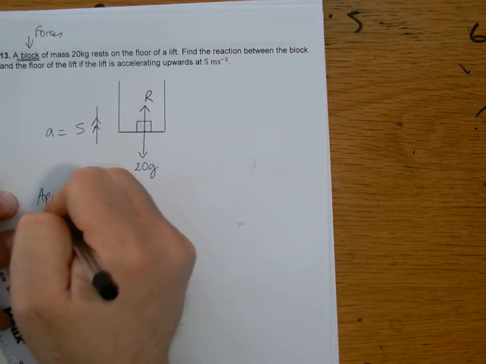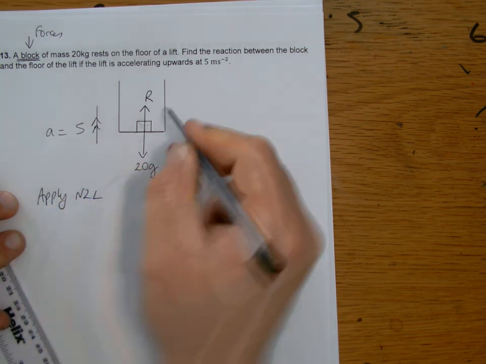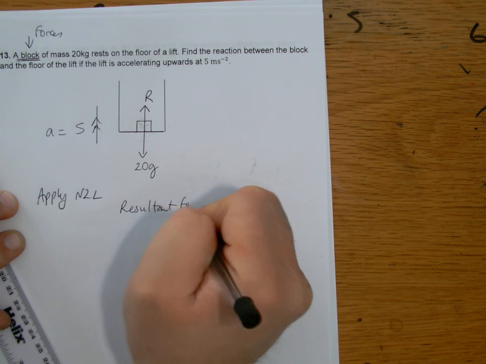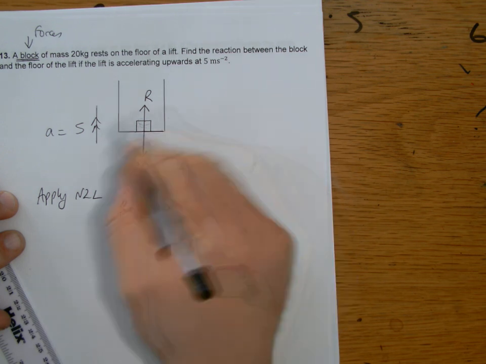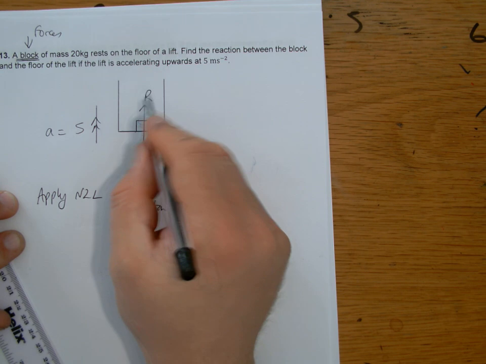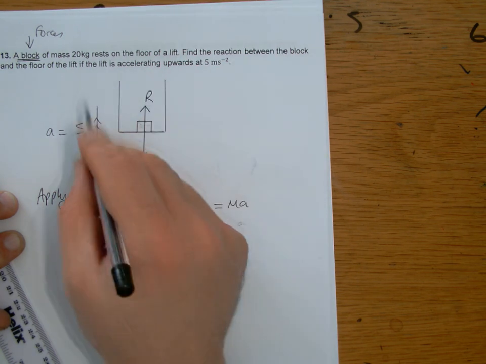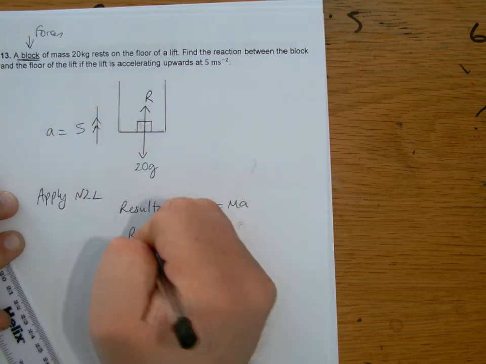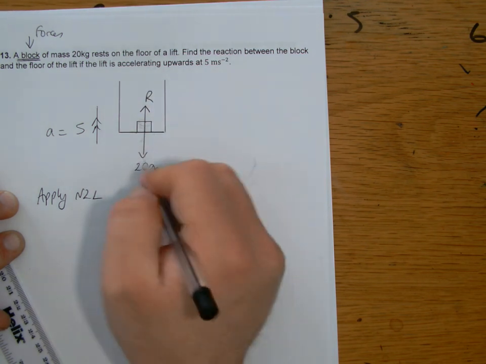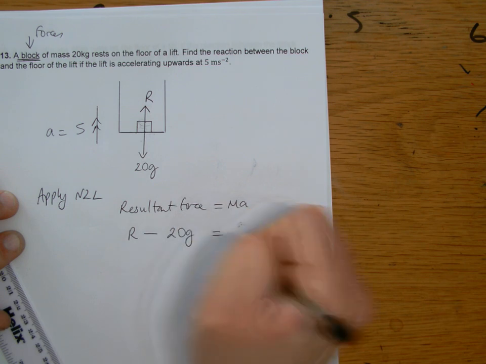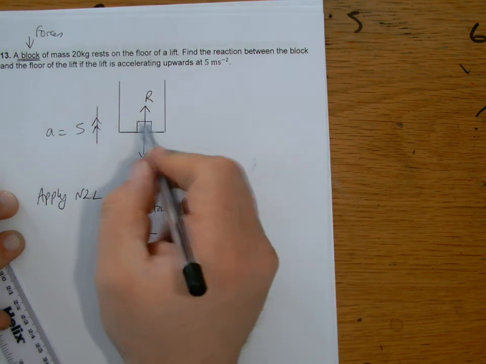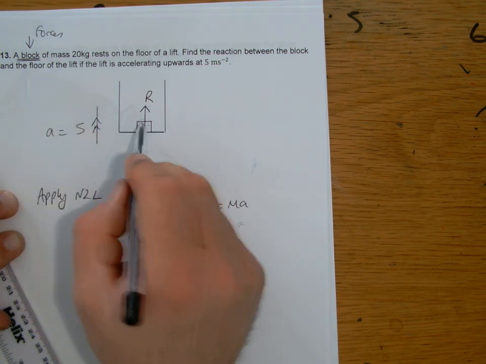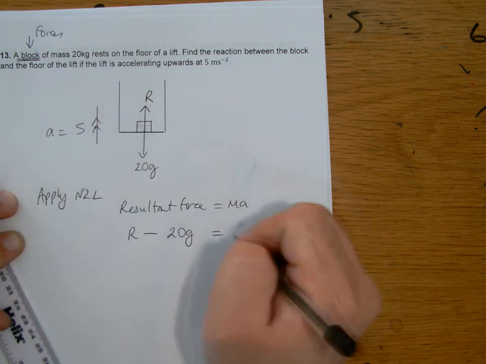So if I apply Newton's second law, remember the resultant force equals mass times acceleration. It's going upwards, so R is the bigger force, definitely, because it's accelerating upwards. So in the direction of motion, R is the driving force, take away the resisting force, which is the weight, 20g, and that will equal the mass times acceleration. Now remember, it's just the object we're interested in, the forces acting on the block, so don't worry about the lift itself.